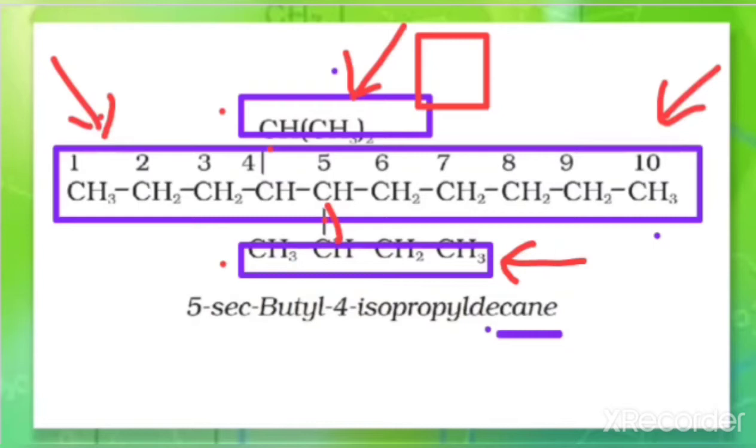So here this group is an isopropyl group, and secondary butyl starts with B, and propyl with P. Alphabetically, what comes first is butyl, so we name this one first. We'll be naming butyl, whose position is the 5th carbon. So 5-secondary butyl, 4-isopropyl, and the word root is dec, and the secondary suffix is ane. So the name of this one is 5-secondary butyl, 4-isopropyl decane.